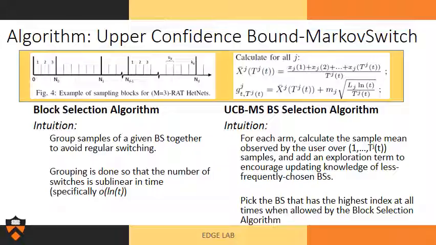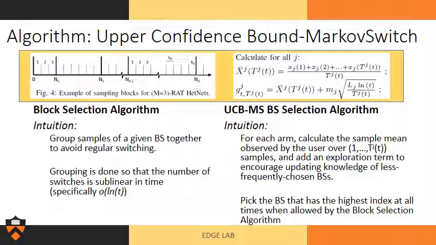First, we have the block scheduling algorithm, which determines when a user can switch between different base stations. And finally, the base station selection algorithm, which, once the user is allowed to switch, calculates which base station is the best to switch to. So the general intuition here is that the block scheduling algorithm simply groups samples of given base stations together to avoid regular and frequent switching.